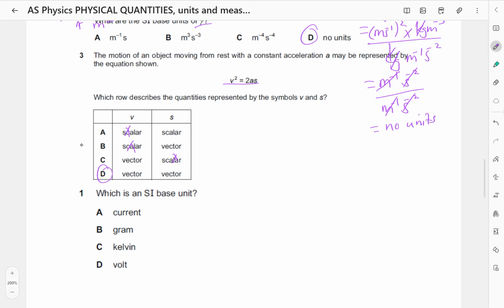Which one is an SI base unit? So current is a quantity, not a unit. Gram is not a base unit. Volt is not a base unit. So the answer is C.